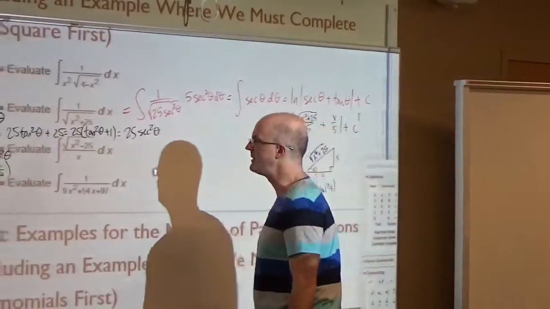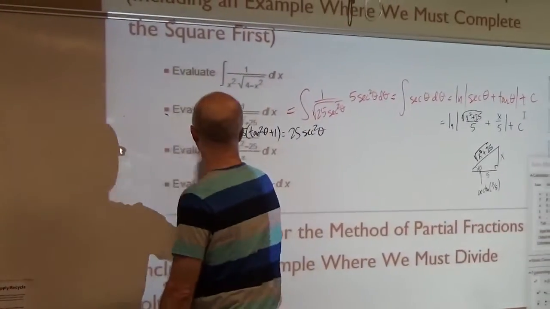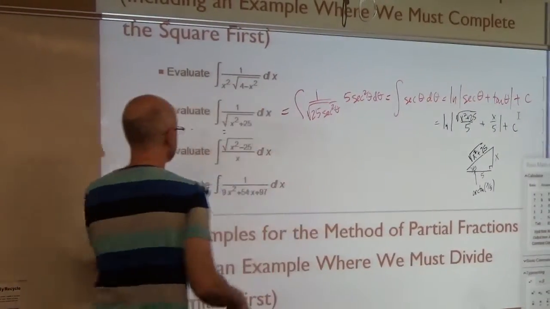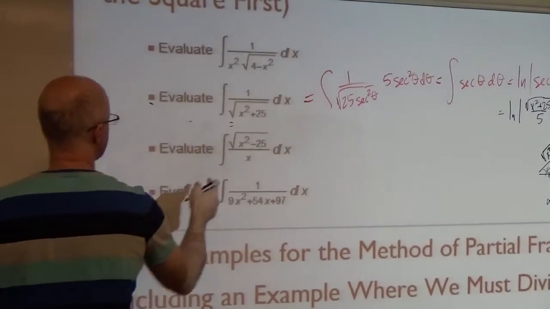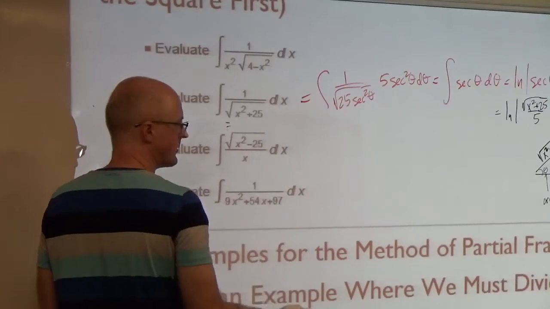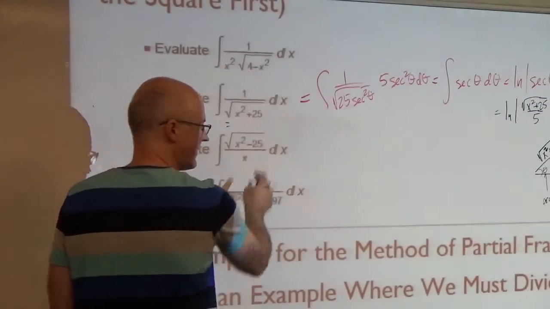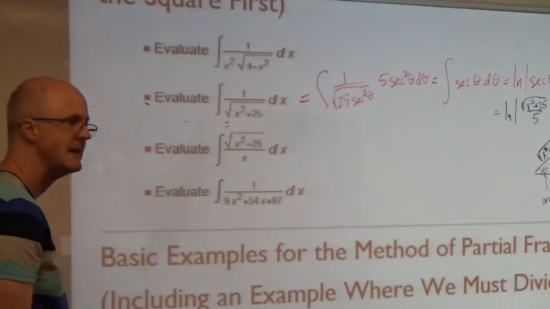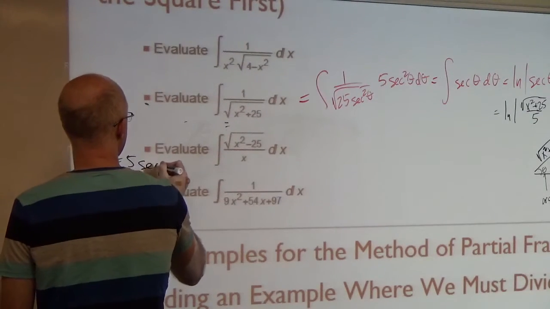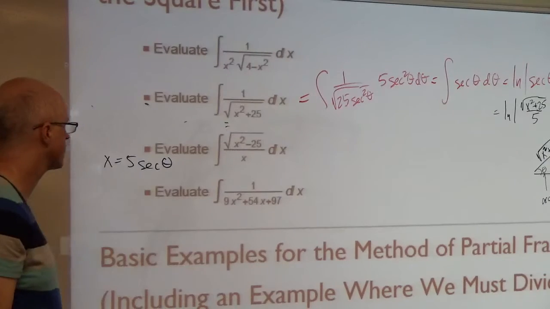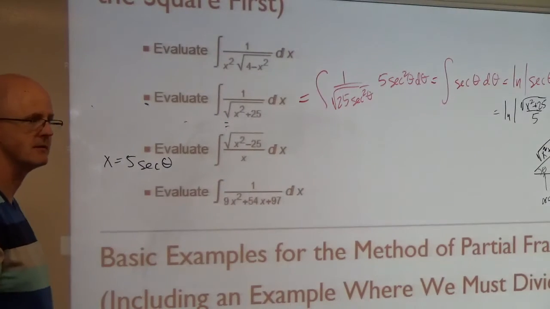All right, next example. This one here. In this one, it's actually best when you've got the variable quantity squared minus something else squared, 25 is 5 squared again, to let x equal 5 secant theta in this case. Again, the 5 comes from the fact that 25 is 5 squared.